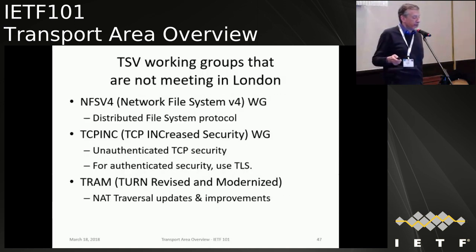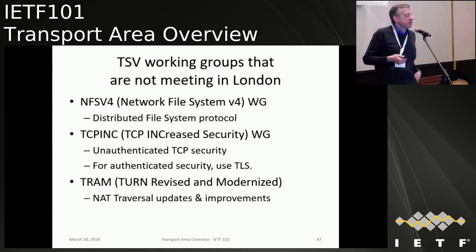afternoon. There are also three other active transport area working groups that are not meeting in London. The first is NFS v4, which works on the network file system v4 protocol. That's a distributed file system protocol. There's a lot of details going on in there, which I'll leave you to look at the working group's charter and drafts on. TCP Inc.